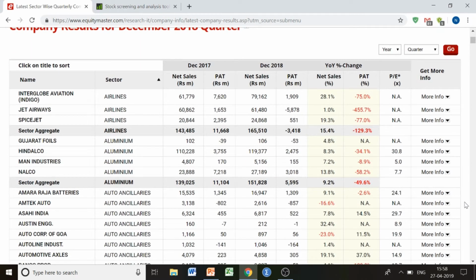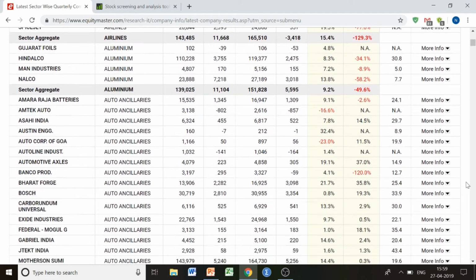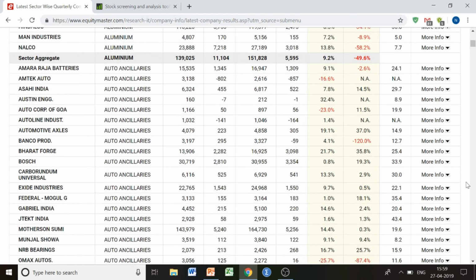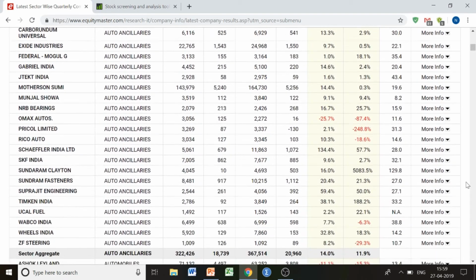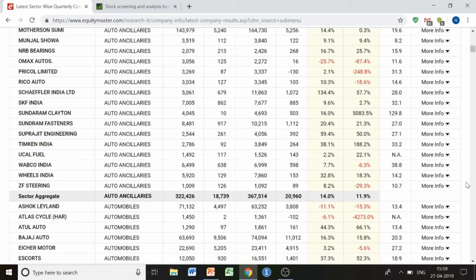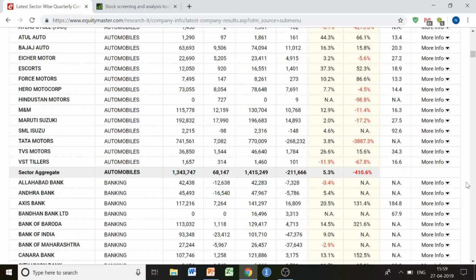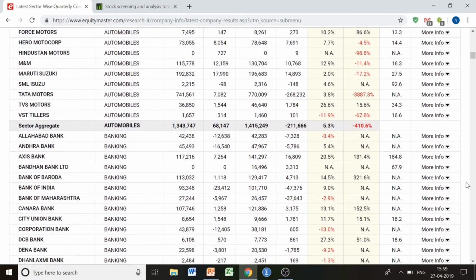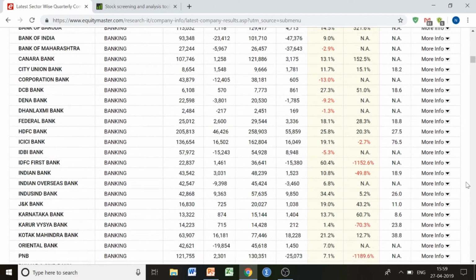It is giving you a sector-wise result, whether we talk about the airlines industry, how its performance was in 2017, in 2018, and what is its percentage change year on year. It is representing a negative figure. And likewise, you can look at various industries. There is the aluminium industry, which is going negative 49.6% in terms of profit. Then there are auto ancillaries, which is going positive with 11.9%. And then there is the automobile sector, which is going negative. And thus you can get an overall picture about how the industry is going.